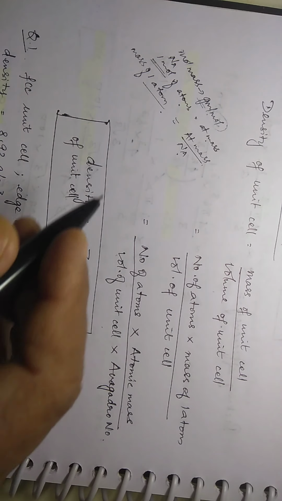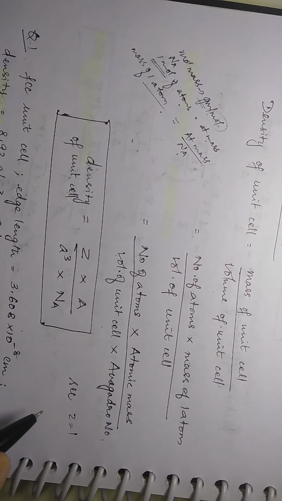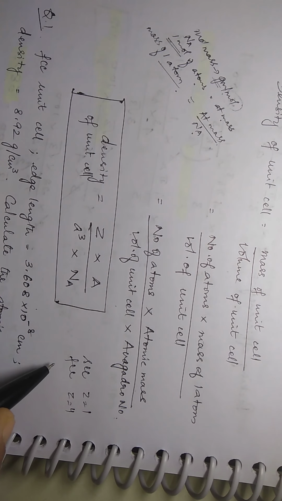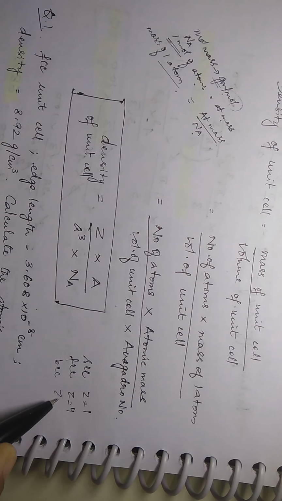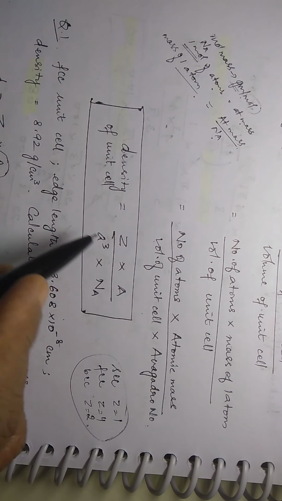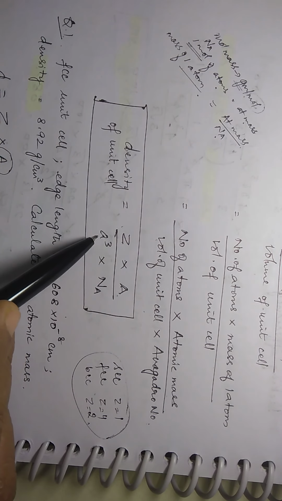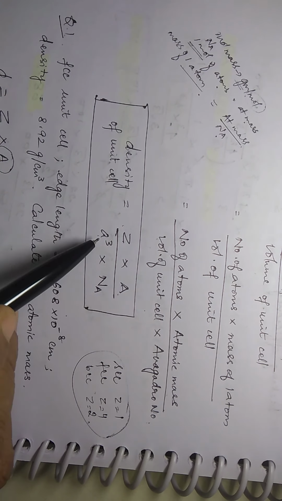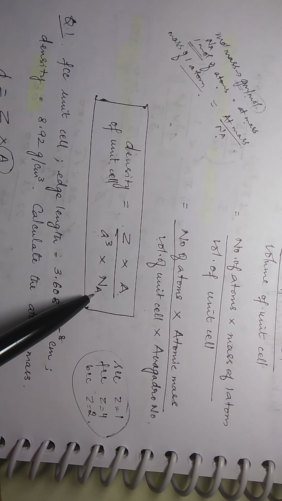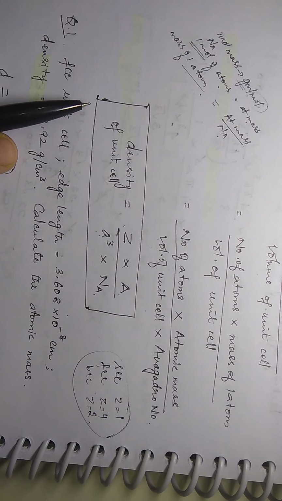Now here, if it is SCC, then Z is equal to 1. If it is FCC, Z is equal to 4. And if it is BCC, Z is equal to 2. Okay. So this is represented by the letter Z. Then M is nothing but atomic mass. a cube is nothing but volume of unit cell. I told you a is the edge length. And then Avogadro number is represented as Na. So to find out the density of unit cell, this is the formula that you will use.